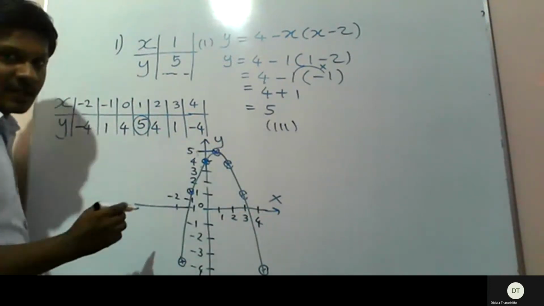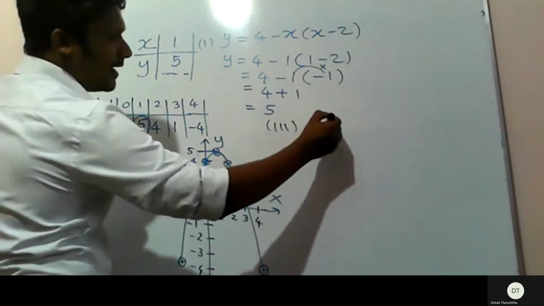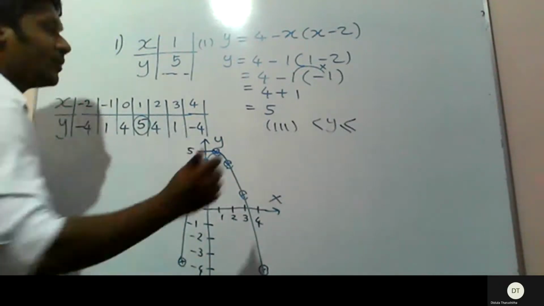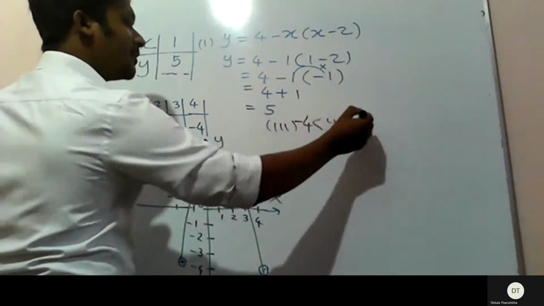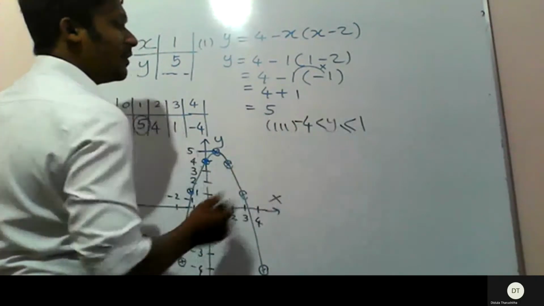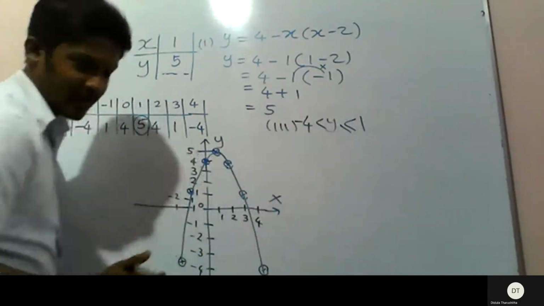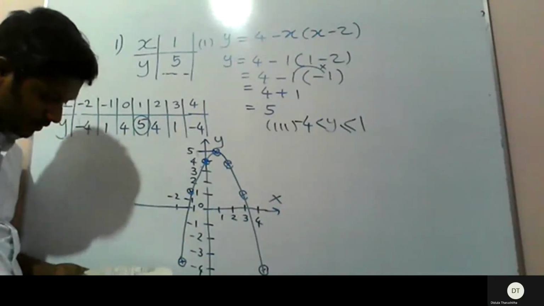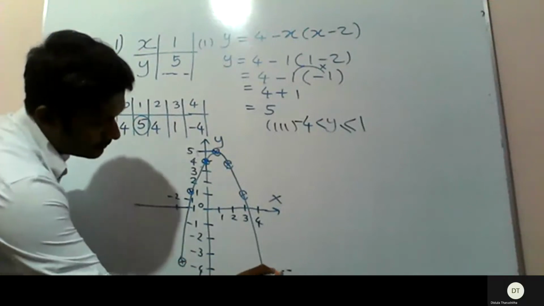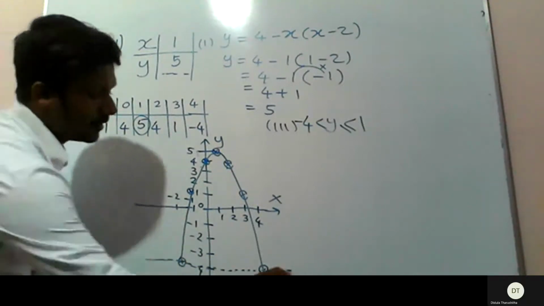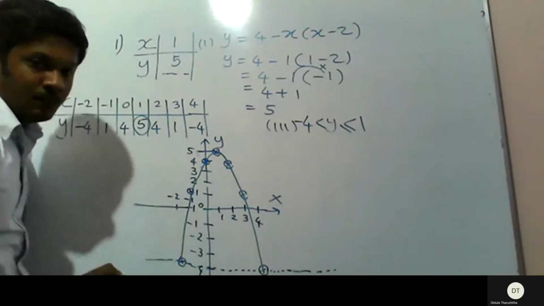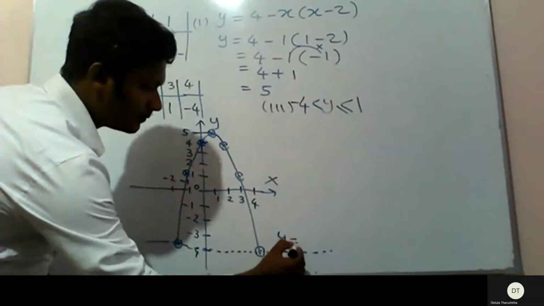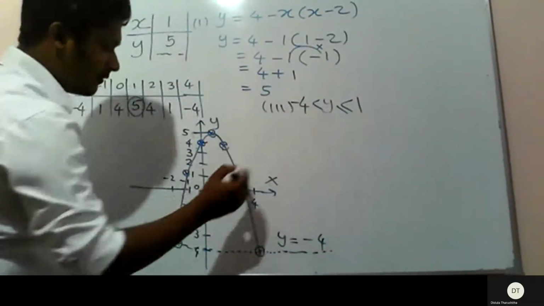Right, now what is the y range? You have the y range -4 to +1. This is the y range, -4 to +1. Then we can mark it. Sorry, -4, this range. This is the line of y equals -4 and y equals 1.